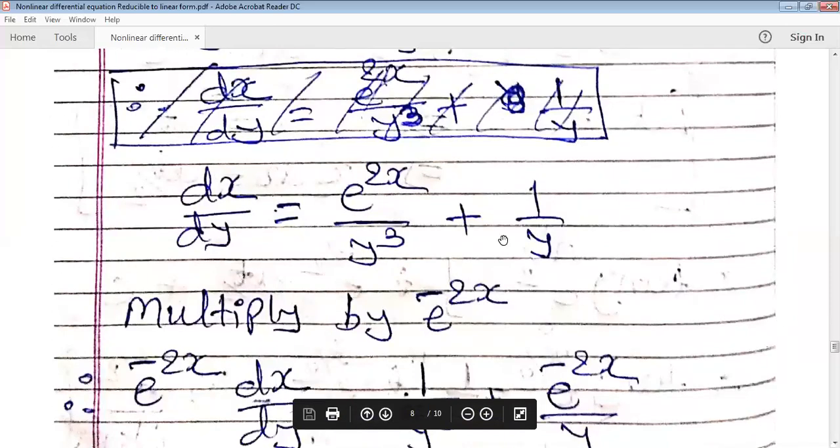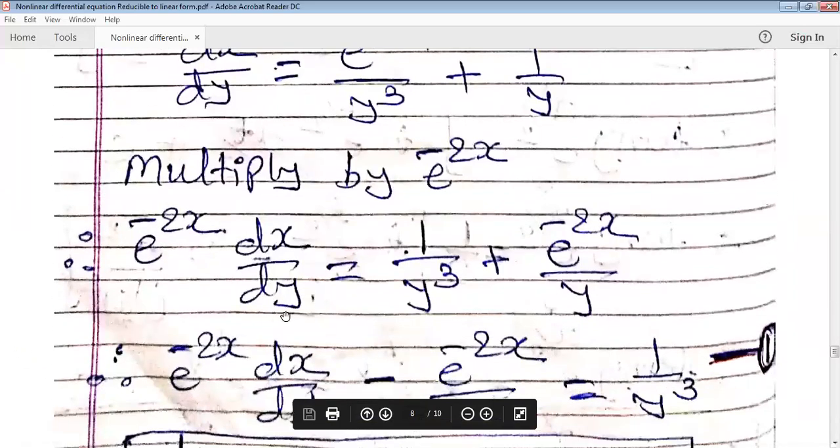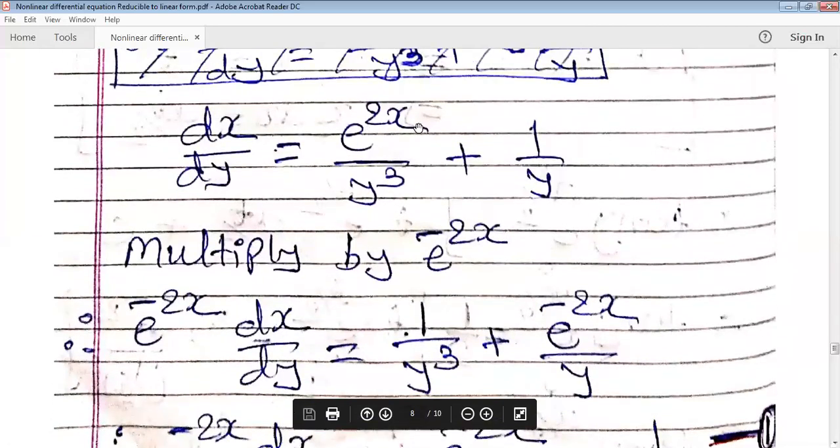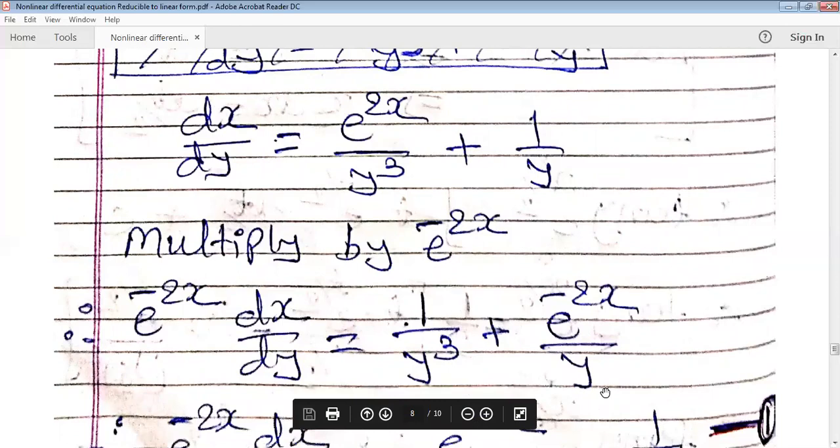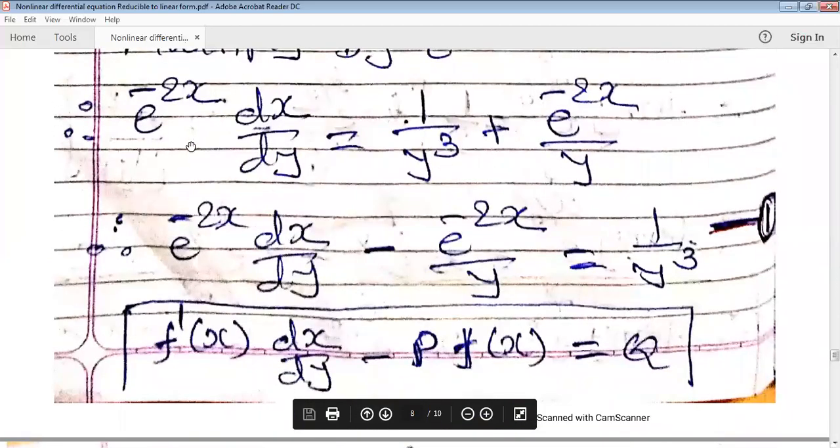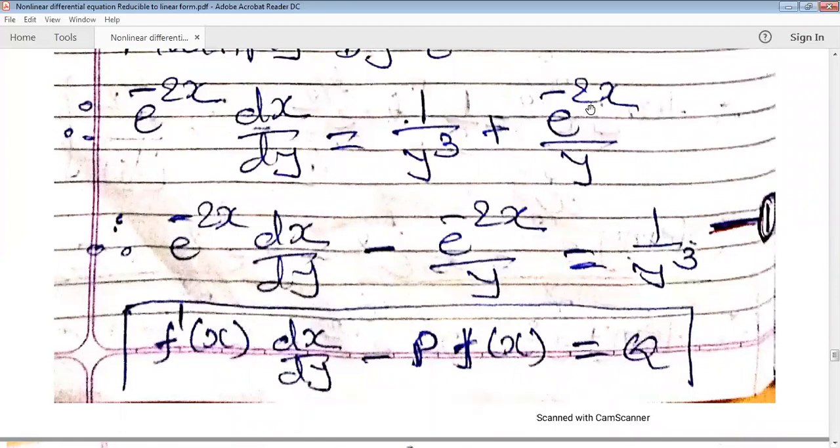Multiply your whole equation by e raised to minus 2x. We get e raised to minus 2x into e raised to 2x, that is e raised to 0. So we get only 1 upon y cube plus e raised to minus 2x upon y. Here I rewrite my equation: e raised to minus 2x dx by dy. Put e raised to minus 2x upon y on the left side from the right side, so this plus sign converts into the minus sign, and right side you have only one term, that is 1 upon y cube.